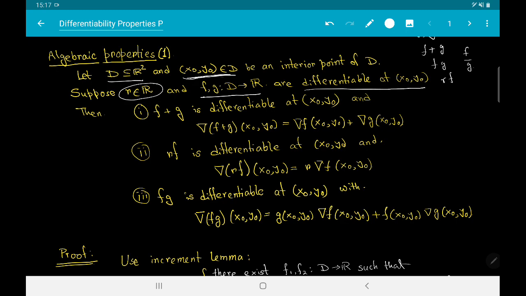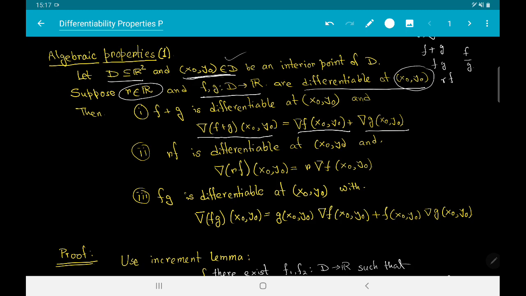Then what we are going to say is that if f and g are differentiable at the point x0, y0, the point that we have chosen here, then f plus g is going to be differentiable at x0, y0, and the derivative of f plus g, which is the total derivative of f plus g at the point x0, y0, which is, as you have seen, exactly equal to the gradient of f plus g at the point x0, y0, is just the sum of the gradient of f at x0, y0 and the gradient of g at the point x0, y0.